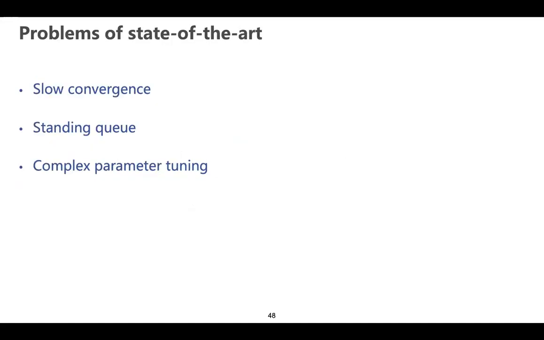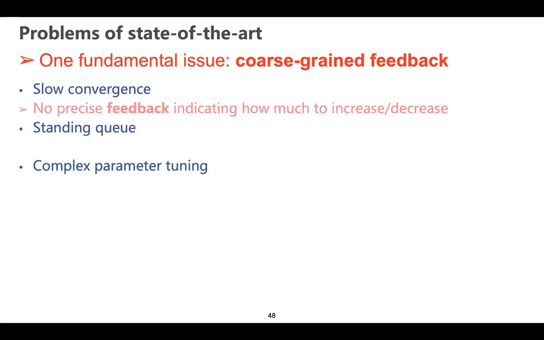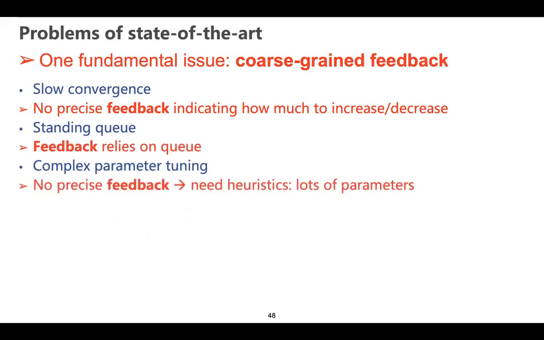We find all these problems share one fundamental issue, which is the use of coarse grain feedback. They converge slowly because they have no precise feedback to tell how much to increase and decrease. They have standing queues because the feedback relies on the queue. And parameter tuning is complex because there is no precise feedback, so they have to use heuristics that have lots of parameters.